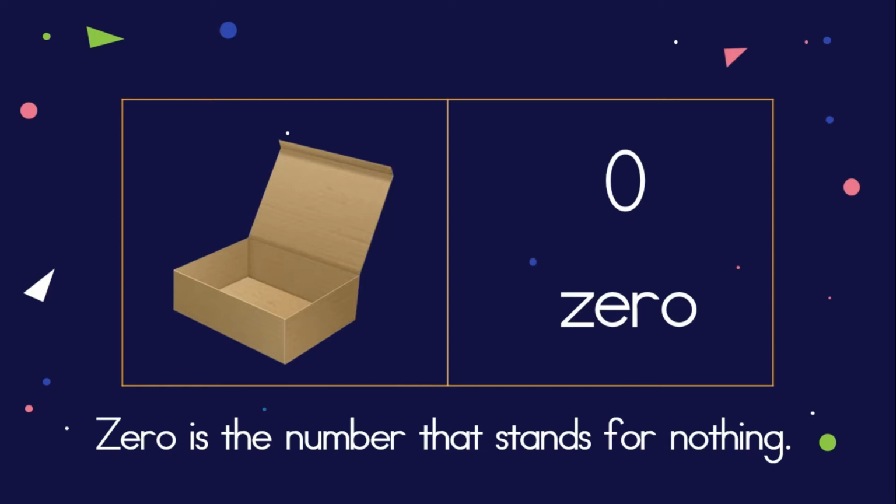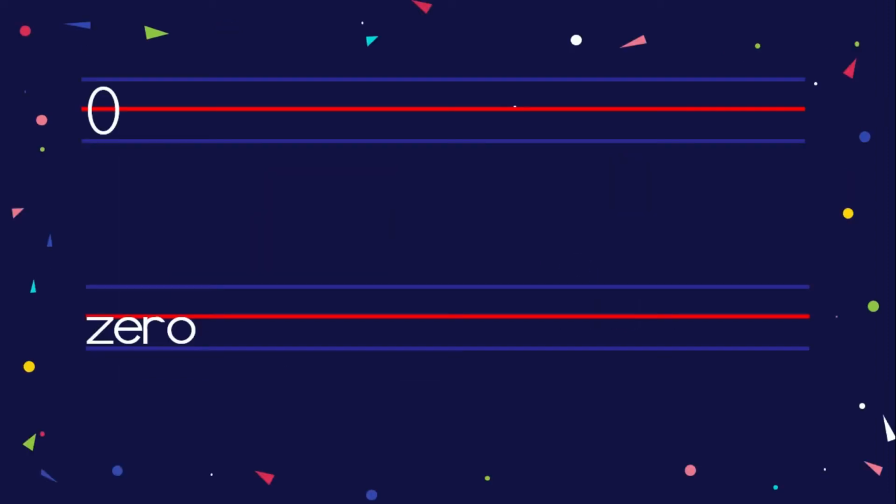And how are we going to write the numeral 0 and the number word 0? So first, for the numeral 0, you're just going to make a round shape. Okay? A circle. So now let's try to trace these broken lines. Round shape, round shape, another round shape, okay? So that's how you're going to write the numeral 0.